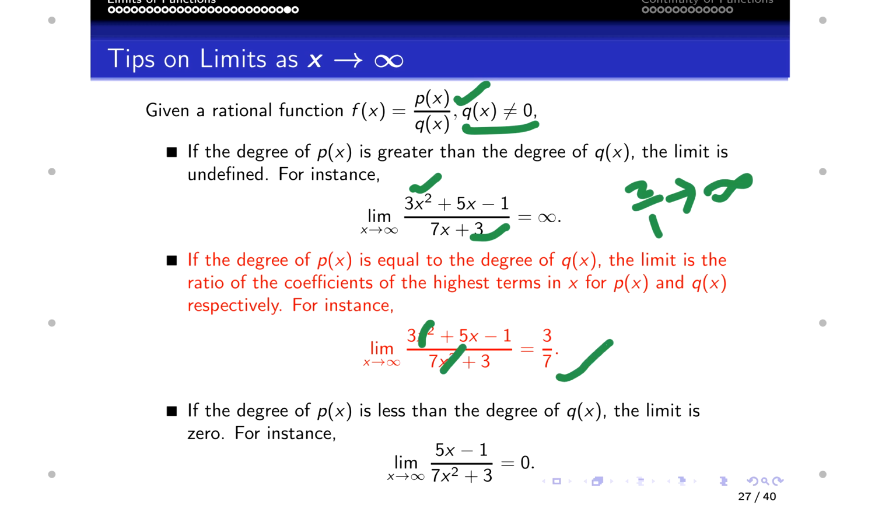But here, when you see that the power at the top is bigger than the power down, when you cancel by x squared, x will still be remaining down. So it means at the end of the day, you'll be dividing by 0. That'll be undefined.